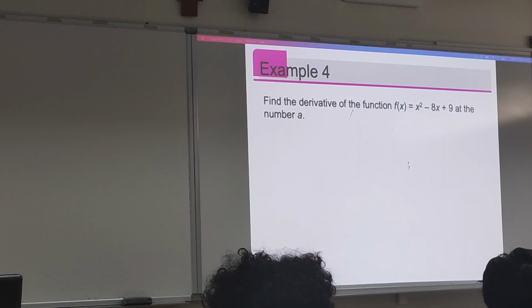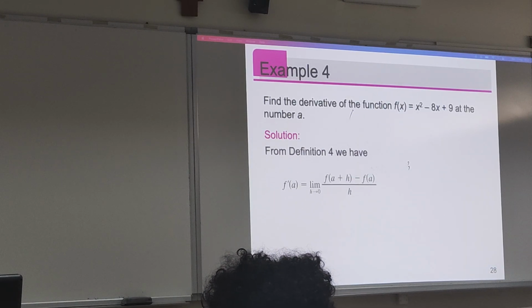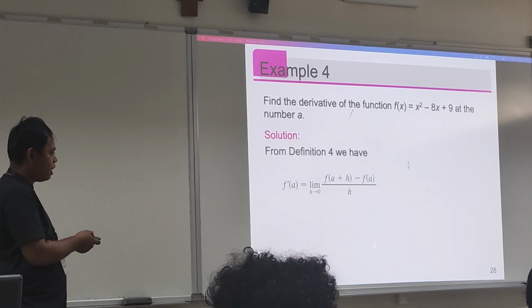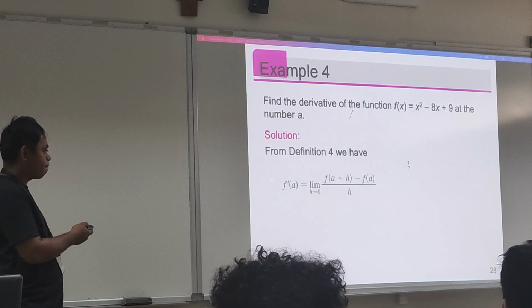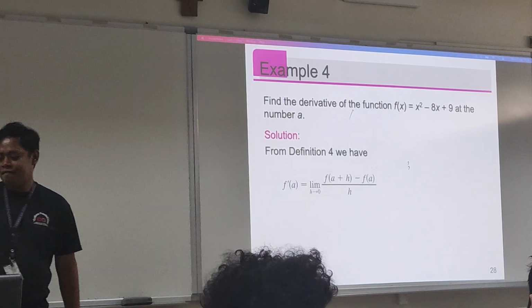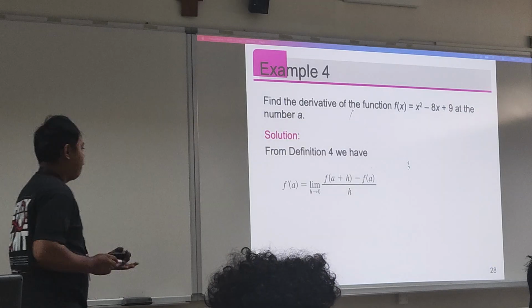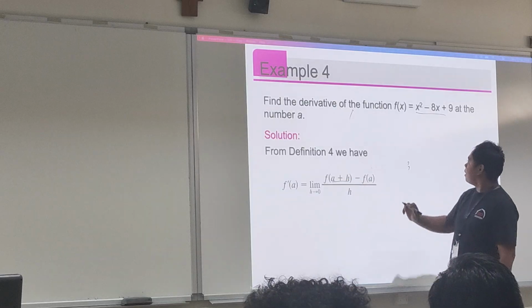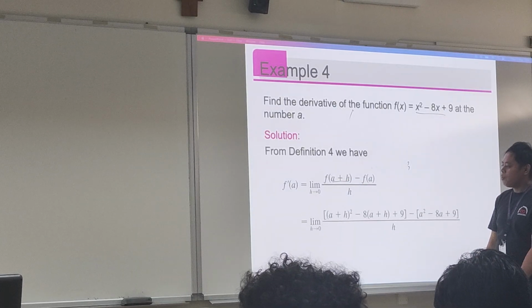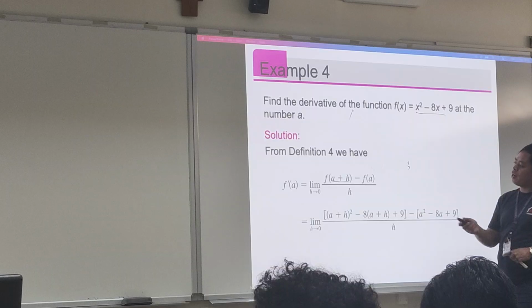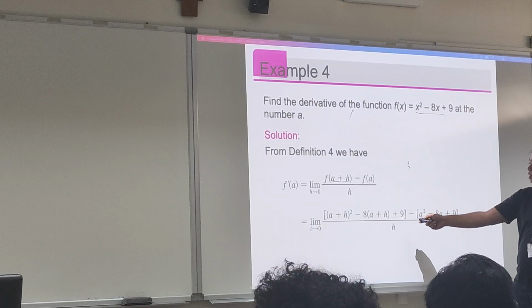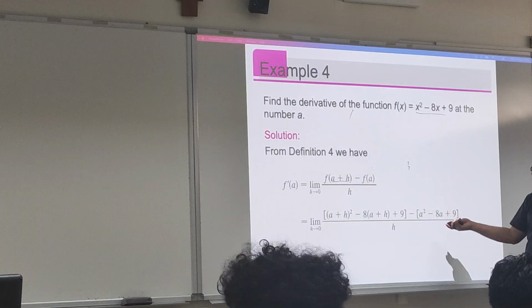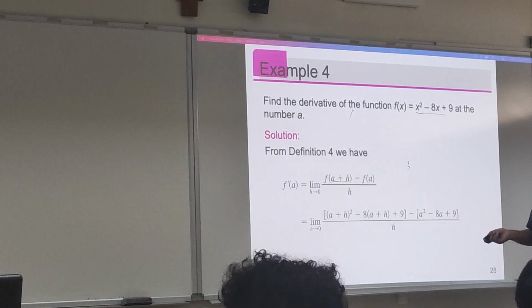Okay, by definition of the derivative, f prime of a is equal to the limit of f of a plus h minus f of a, divided by h, as h approaches 0. Right? Now we need to use the given function. So we need to substitute a plus h into it. With that, you have (a plus h) quantity squared minus 8 times (a plus h) plus 9, the constant term here. Then minus f of a, which is a squared minus 8a plus 9, divided by h.